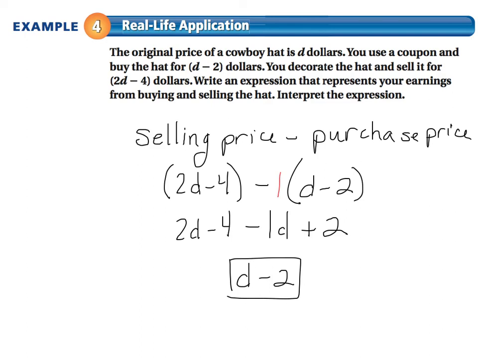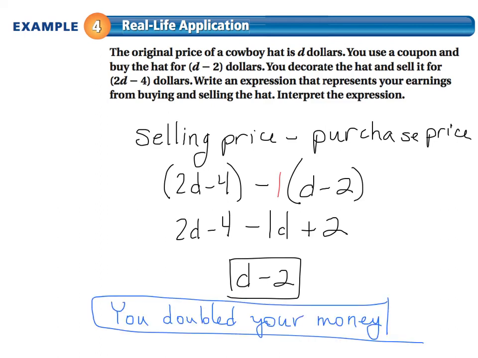Now you're like, okay, what does this mean? How much did you buy the hat for? You bought the hat for D minus $2. So how much did you make on it? You earned D minus $2. These are the same thing. So what did you do? You doubled your money.